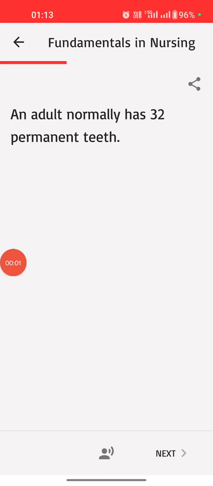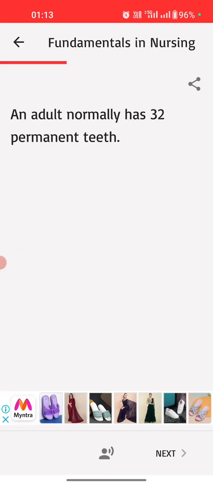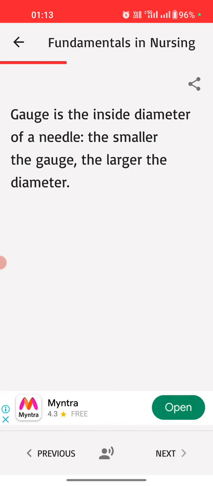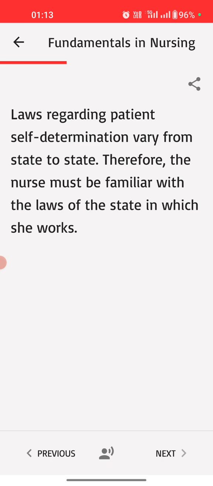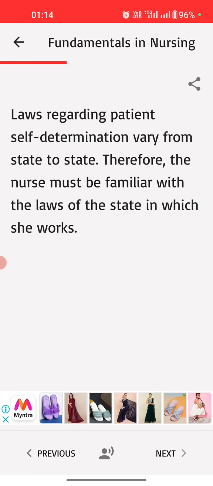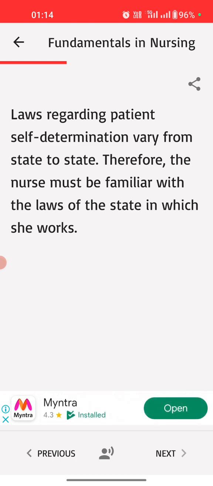Normally has 32 permanent teeth. Gauge is the inside diameter of a needle. The smaller the gauge, the larger the diameter. Laws regarding patient self-determination vary from state to state. Therefore, the nurse must be familiar with the laws of the state in which she works.